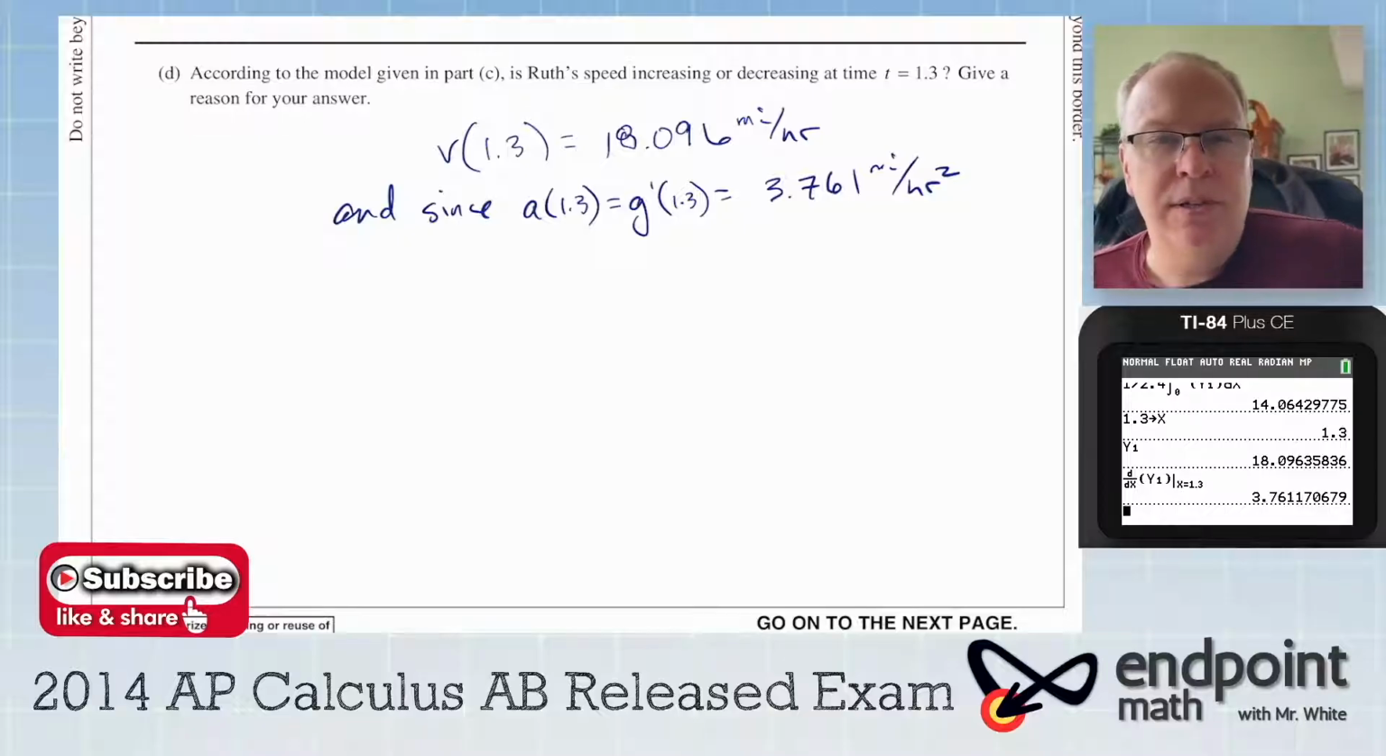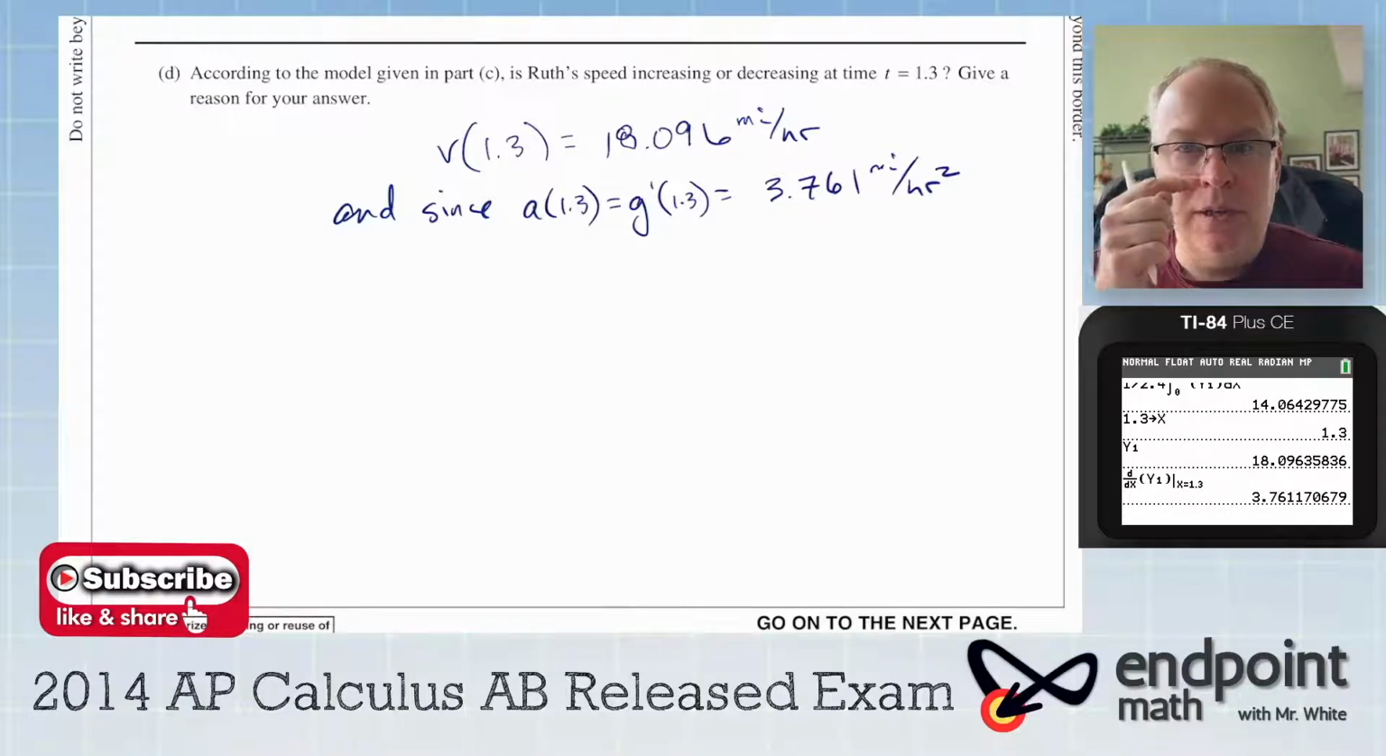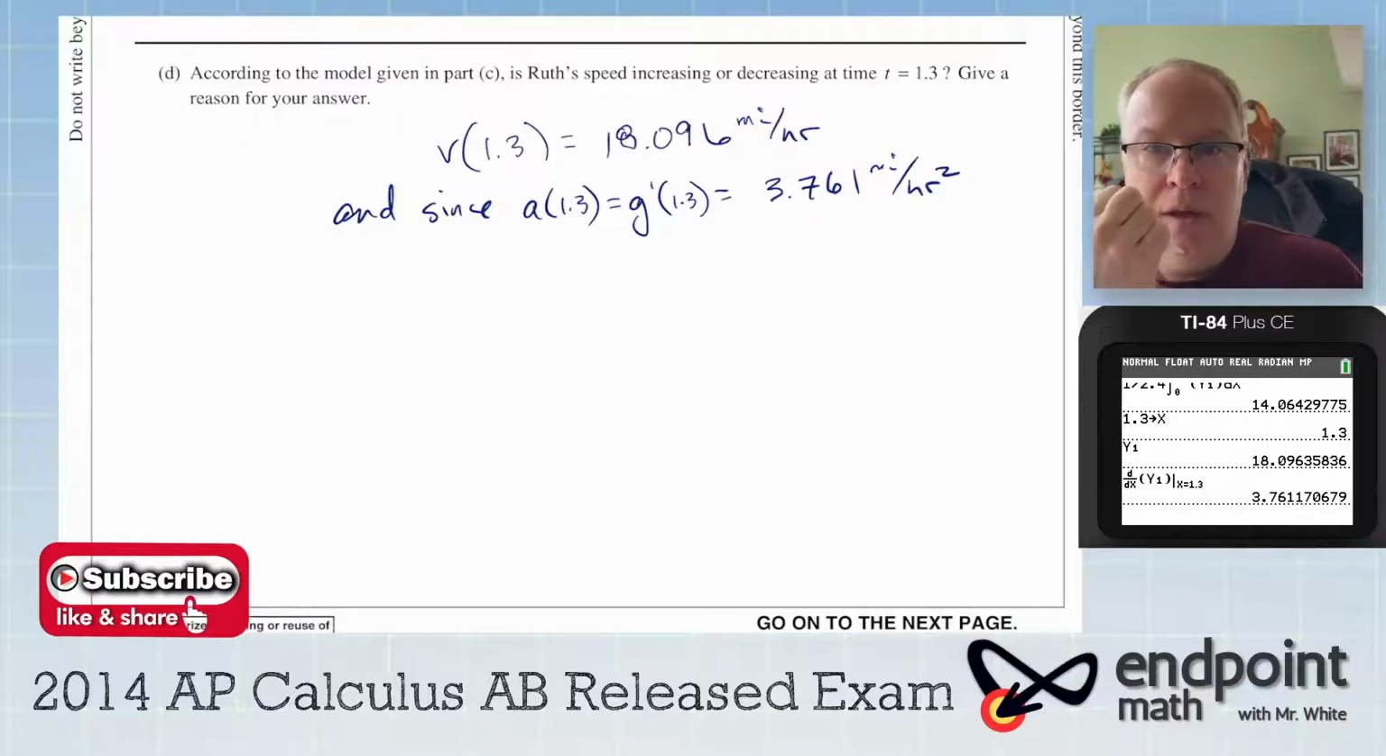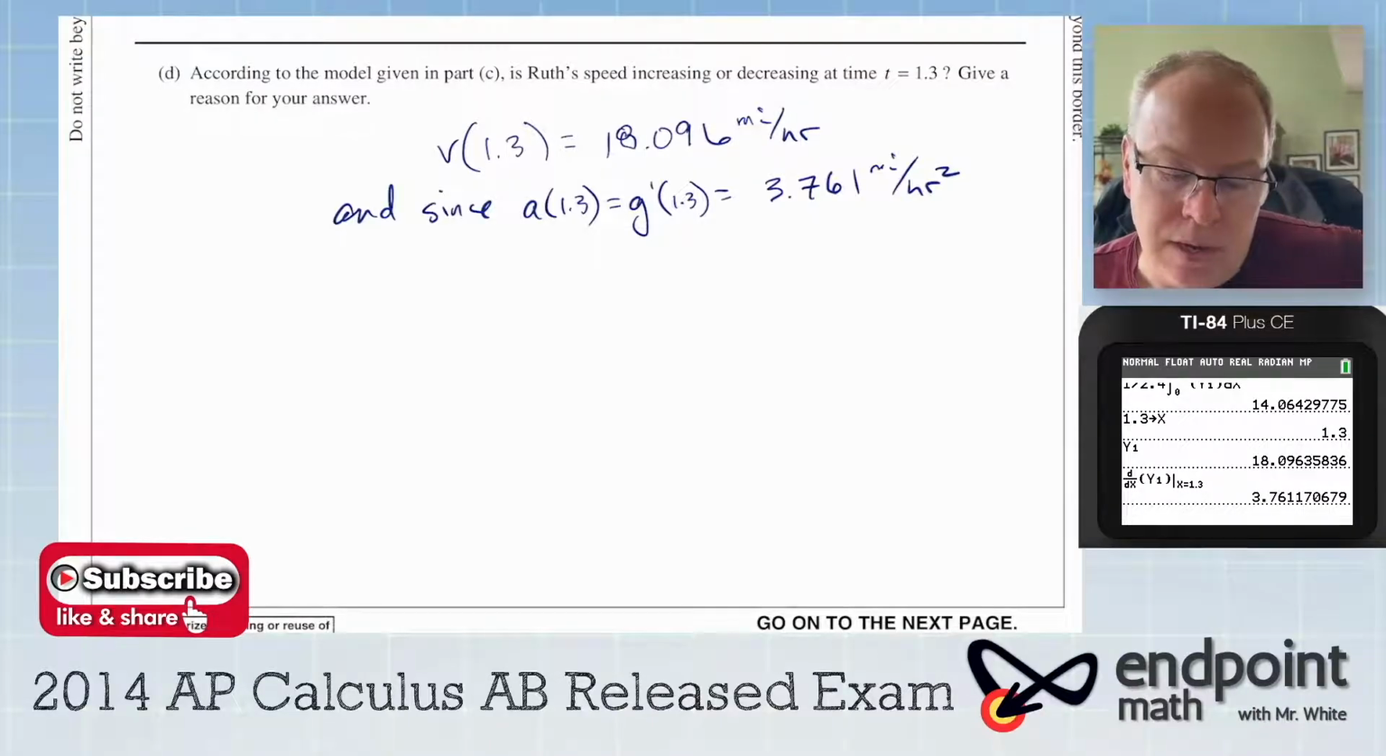All right, so we have to reason this out. So speed is the absolute value, right? It doesn't matter about sign. So you're speeding up if you're going to the right and acceleration is also going to the right, or if you're going to the left and acceleration is also going to the left.